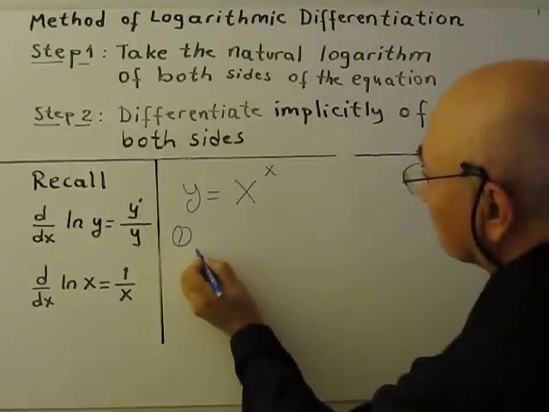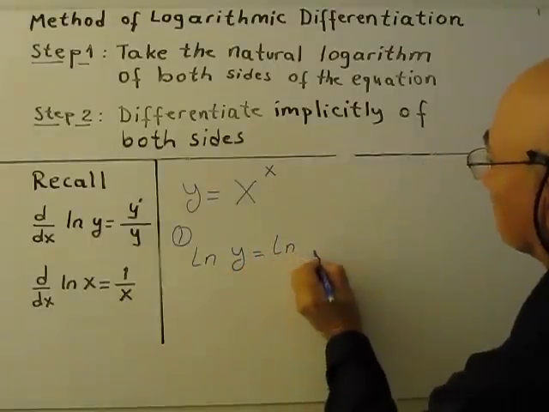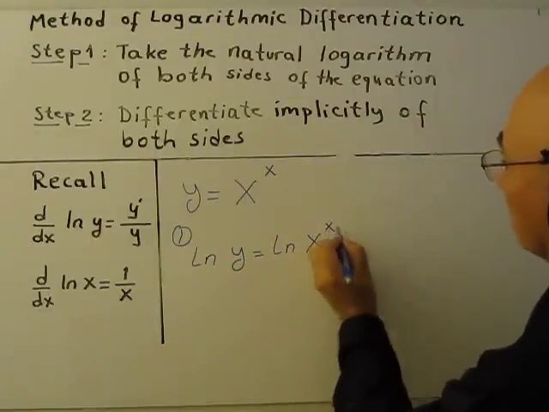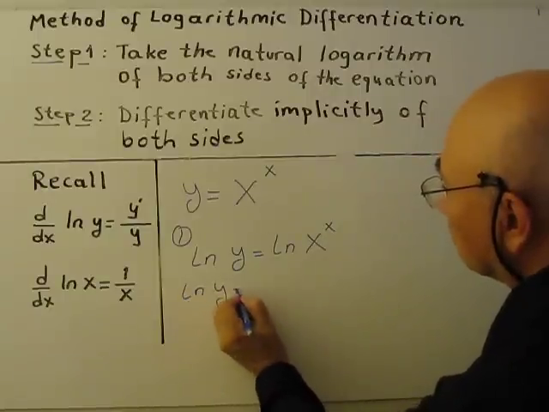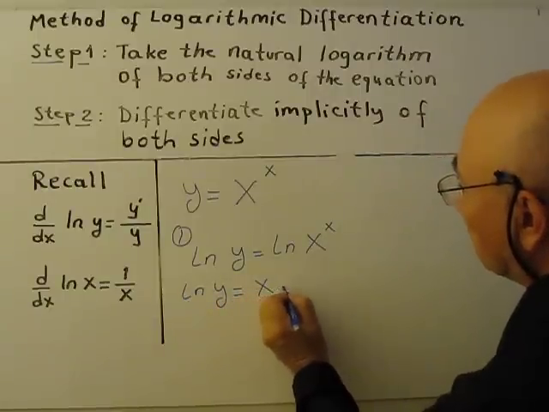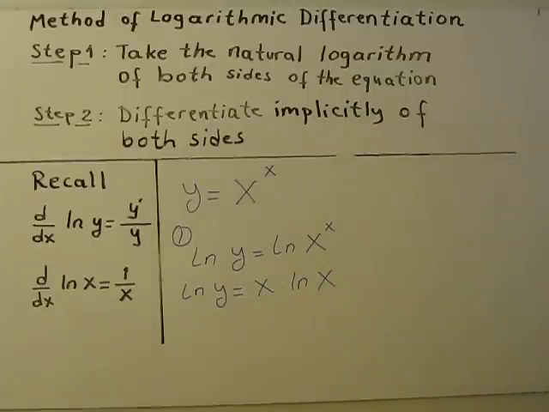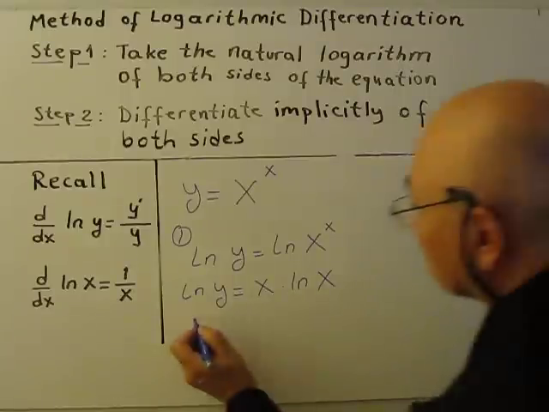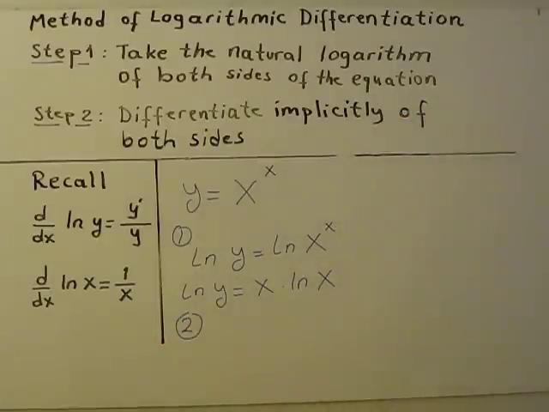So natural logarithm of y equals natural logarithm of x to the power x. So x comes to the front, x times ln of x. Okay, so we completed step one. Step two, differentiate implicitly both sides with respect to x.